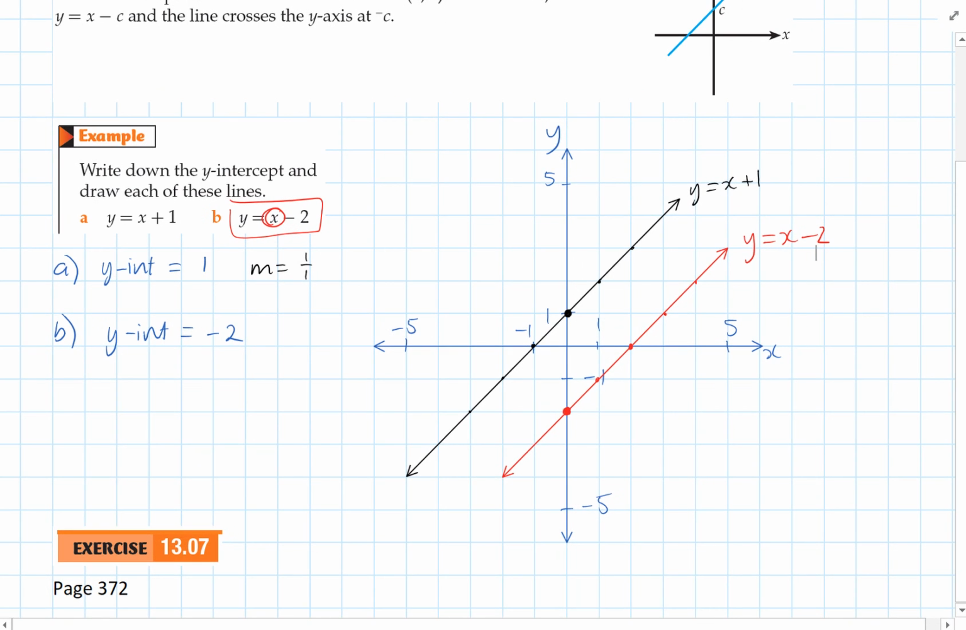Okay, so that's what the y-intercept is. It's simply the number that gets added on to your graph at the end, and that's often a great place to start when you're drawing these graphs.